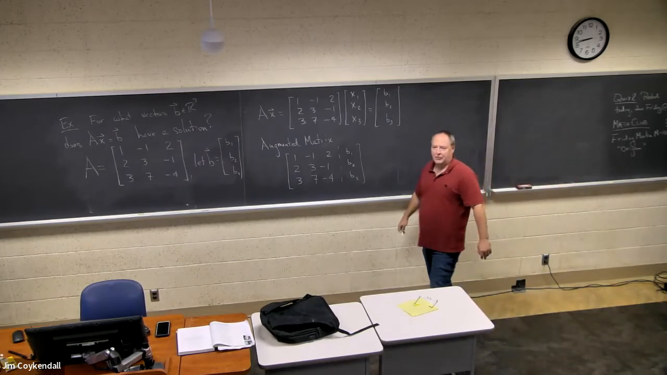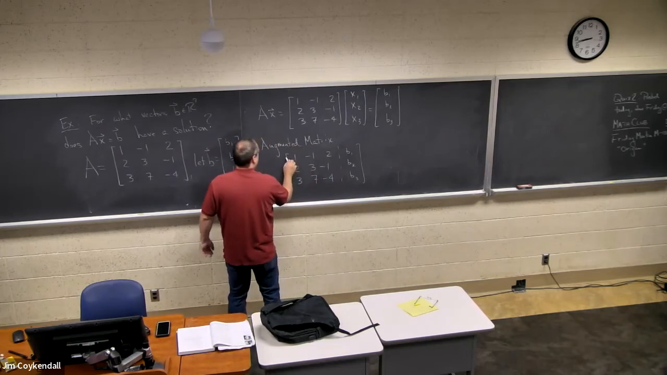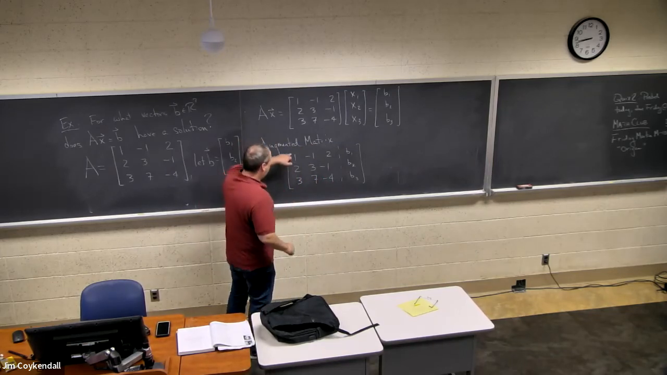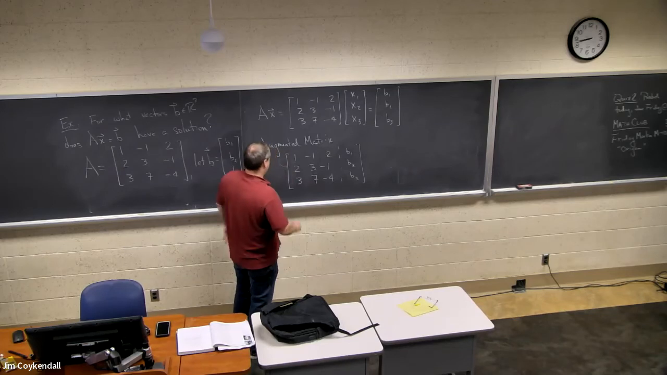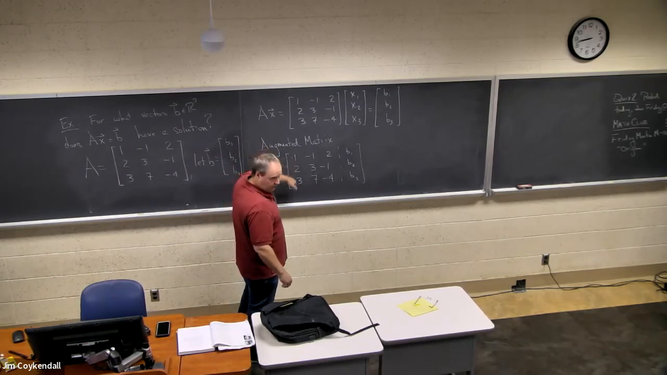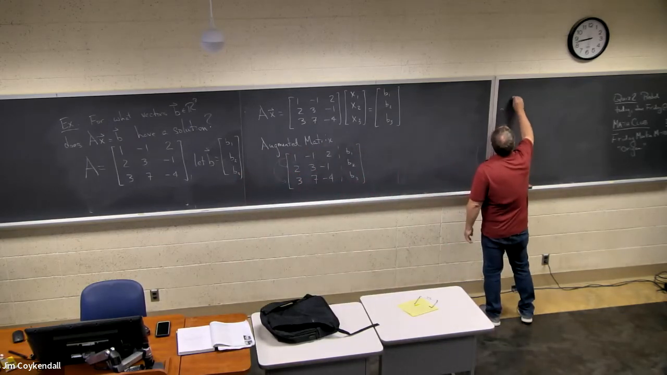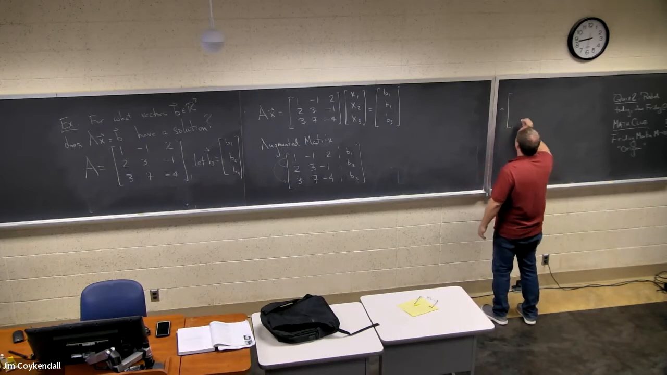And I'm going to go about this systematically. The first thing I'm going to do is use this 1 up here to take out that 2, to take out that 4. So I'm systematically going to turn this into a column 1, 0, 0. So my top row is going to be the same.